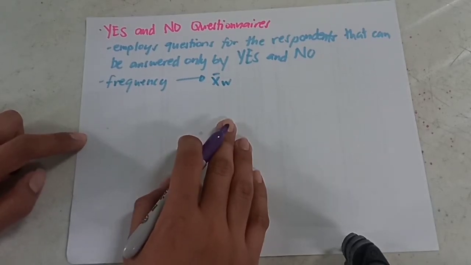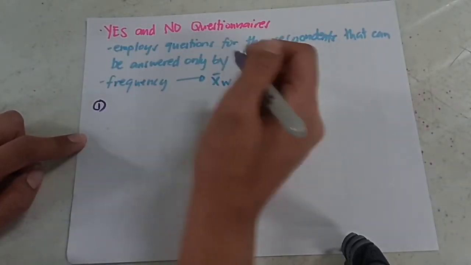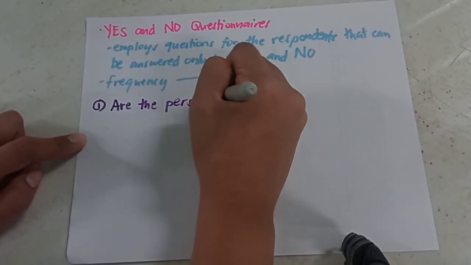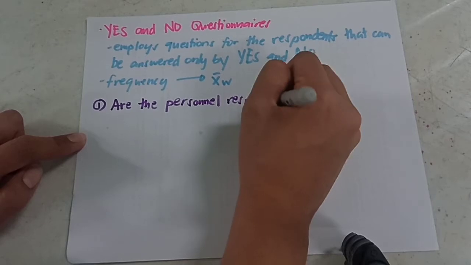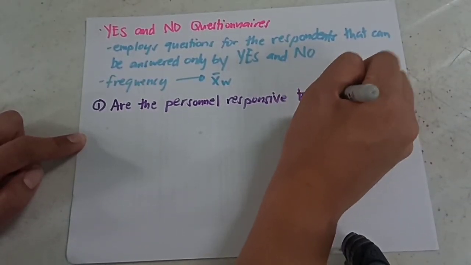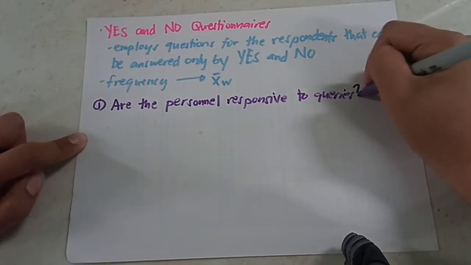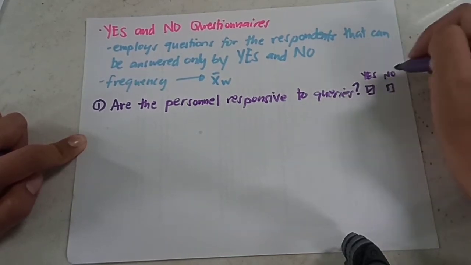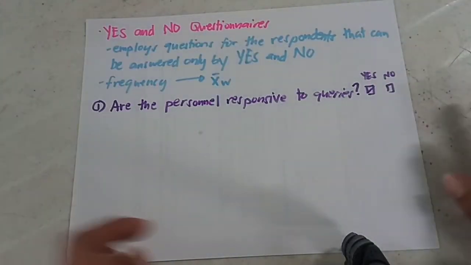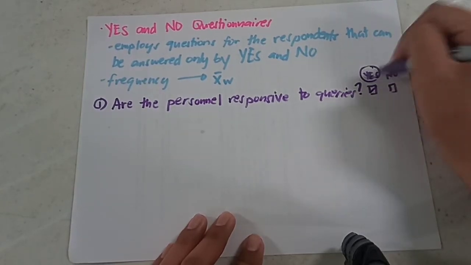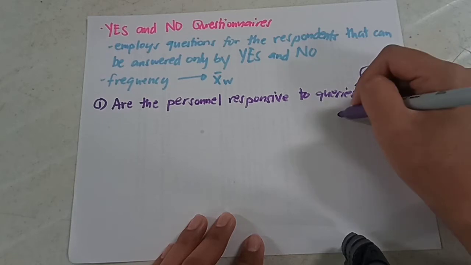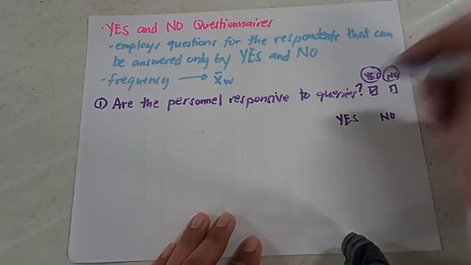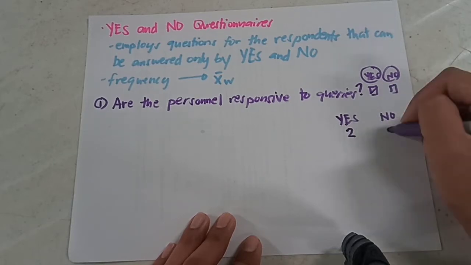So, let's say we have a question that states: are the personnel responsive to queries? Then there will be a checkbox pertaining to yes or no. Let's say yes, something like that. Then after they gathered the number of yeses and the number of nos, the weights of yes and no, since yes has the higher value, yes will be weighted as 2 and no will be weighted as 1.